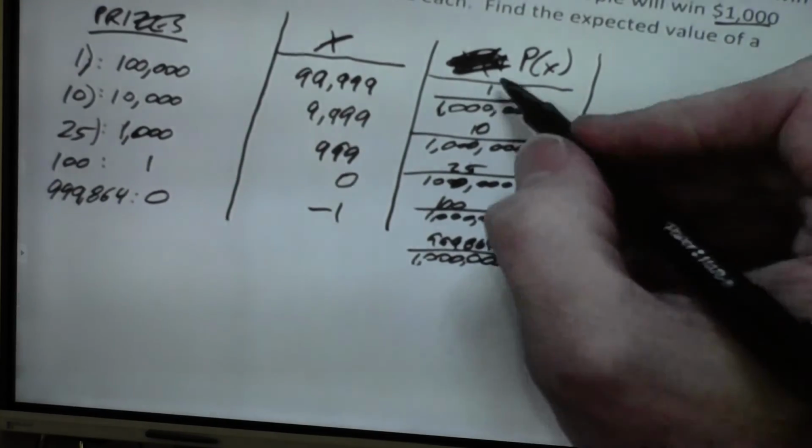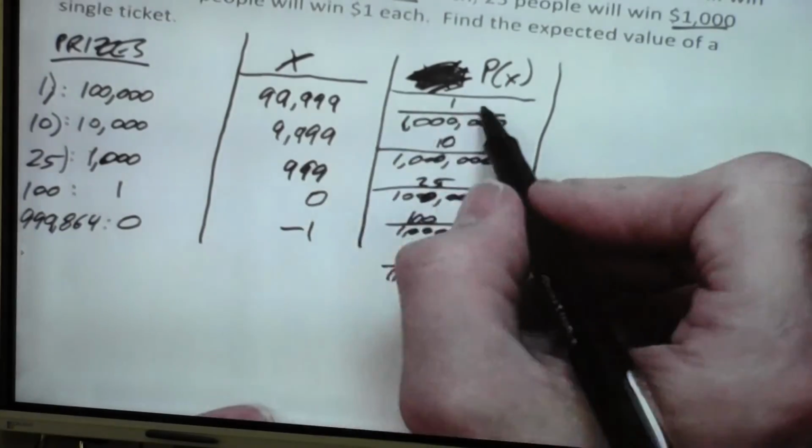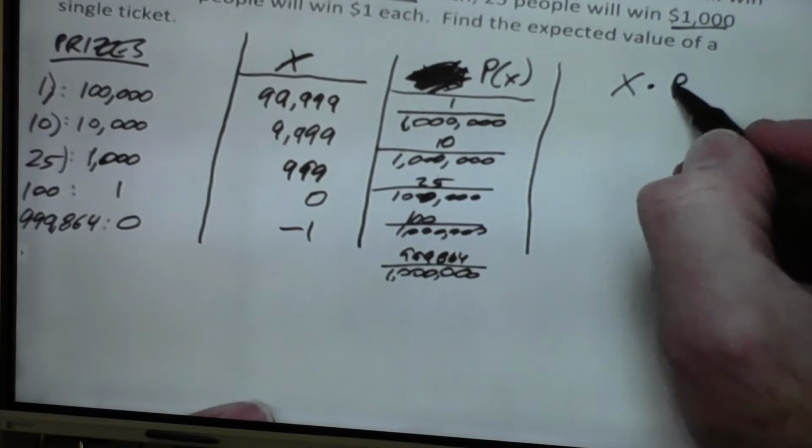So what we do now, the last column here, is we're going to multiply these two, x times P of x.